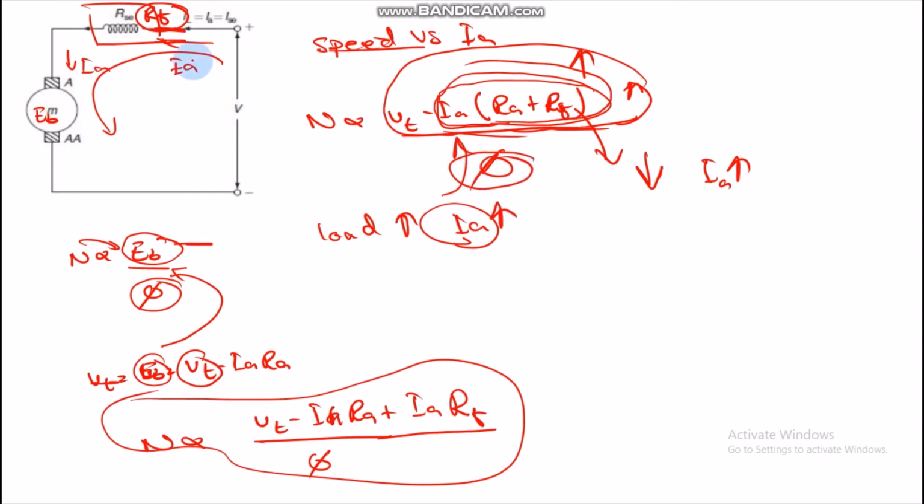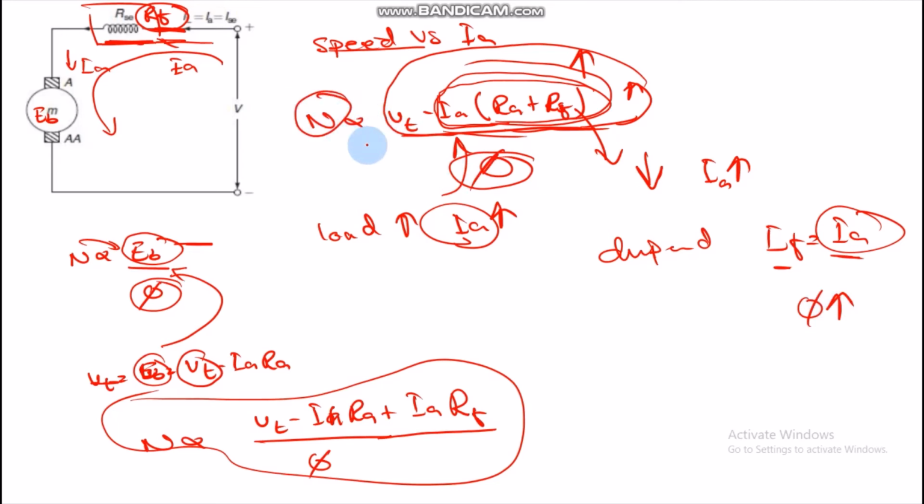Along with that, we know that the flux of the circuit depends on IF, which is IA. It means IF and IA are the same. When IA increases, the flux of the field winding, which is making the flux, will also increase. It means speed also decreases because of the increment in flux. Therefore, the relation is that speed is directly proportional to the numerator and inversely proportional to flux.